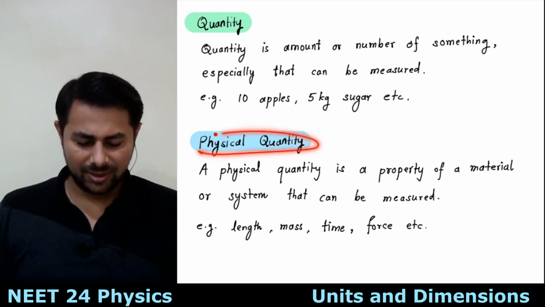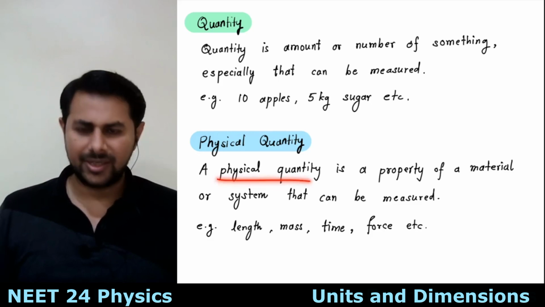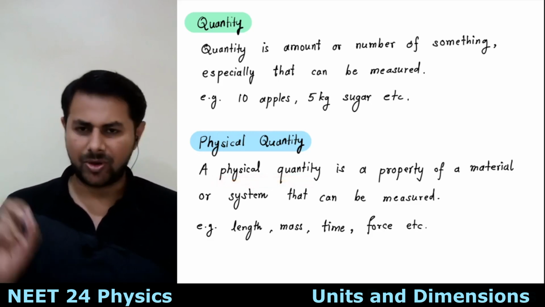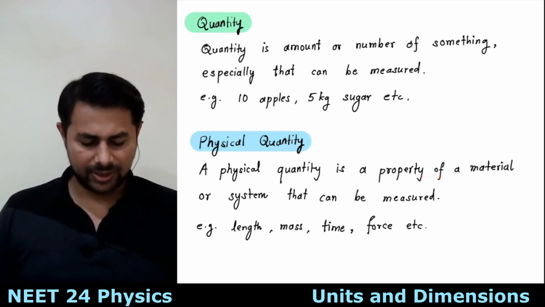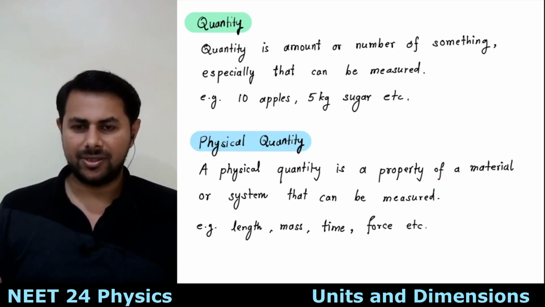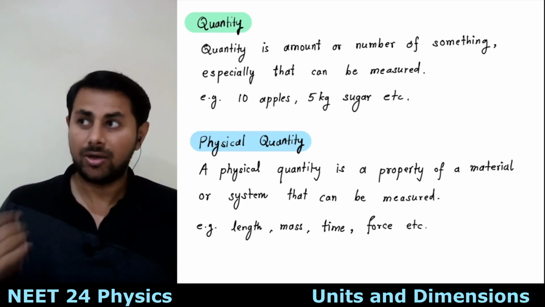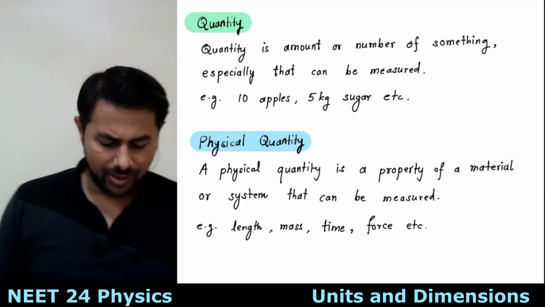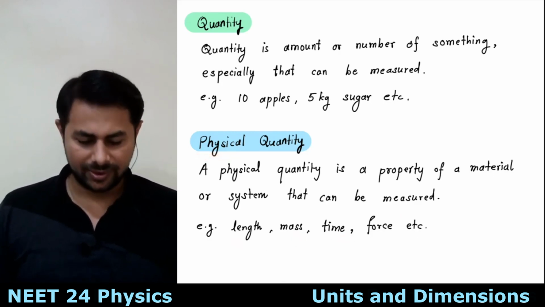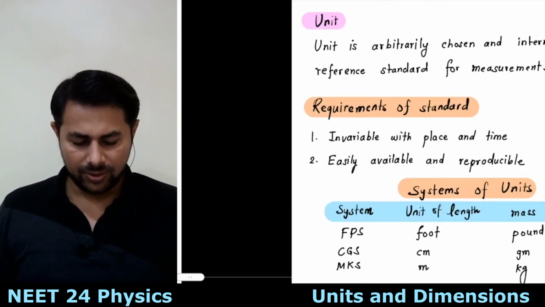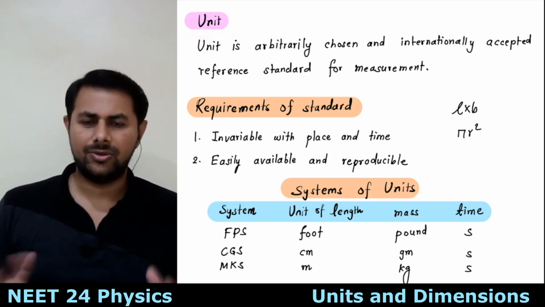Okay, so then next is physical quantity. What is a physical quantity? The quantity which is related with the properties of matter, property of a material or a system, that can be measured. We should be able to measure that. For example, length, mass, time, force, etc. These are physical quantities. Okay, so then anything we measure has a unit.